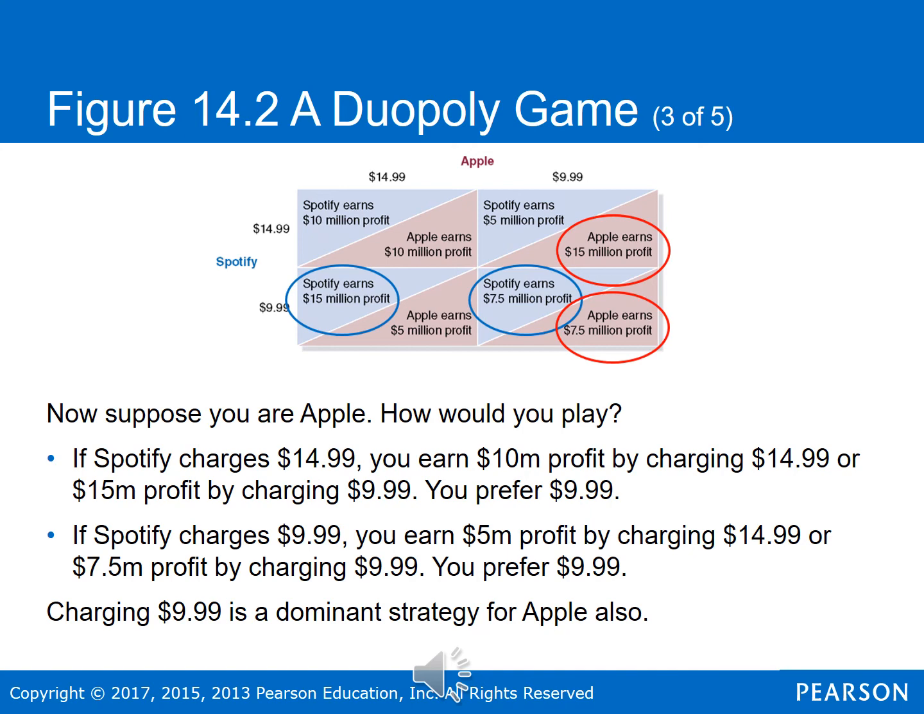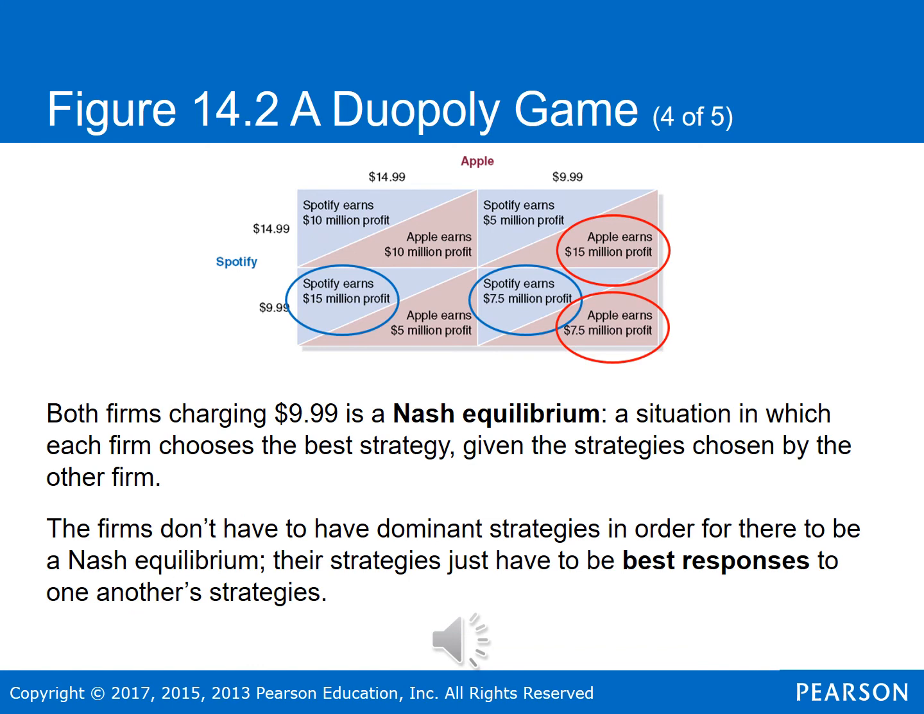So charging $9.99 a month is a dominant strategy for Apple as well, because no matter what Spotify picks, Apple earns a greater profit by choosing the lower price. So both firms charging $9.99 is what we call a Nash equilibrium, a situation in which each firm chooses the best strategy given the strategies chosen by other firms. The firms don't have to have dominant strategies in order for there to be a Nash equilibrium. Their strategies just have to be the best responses to one another's strategy. So again, this is very important that they're taking into account what the other firms are doing.